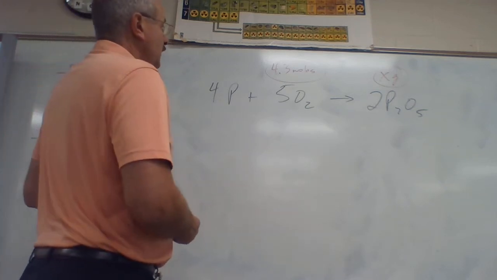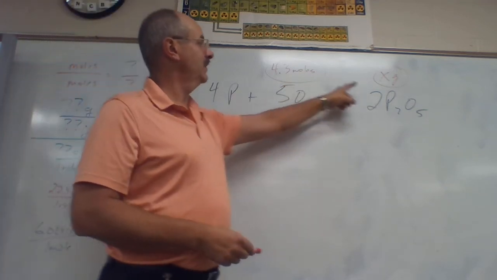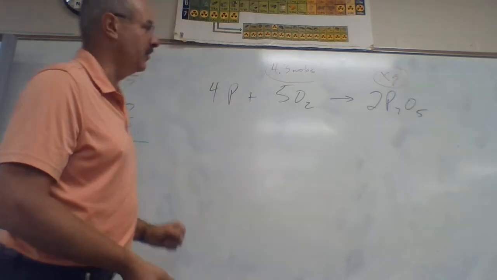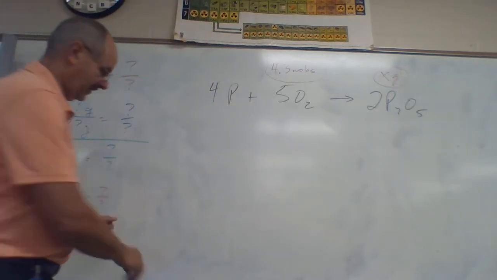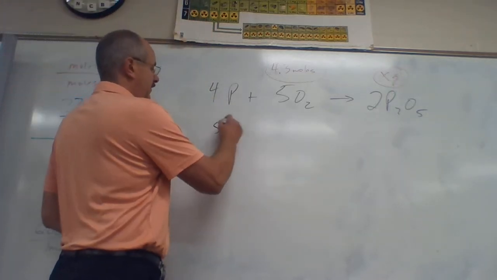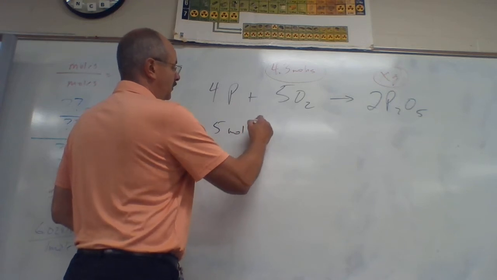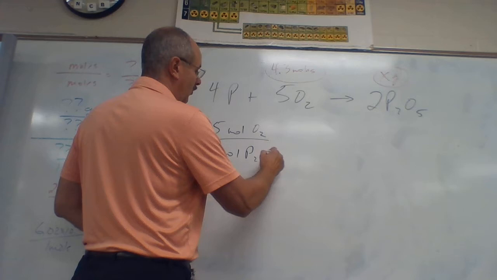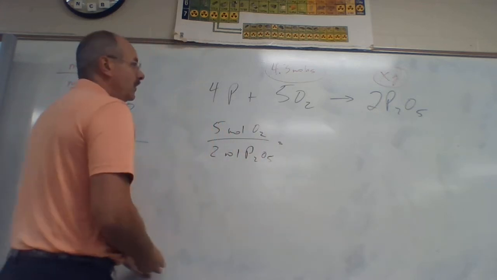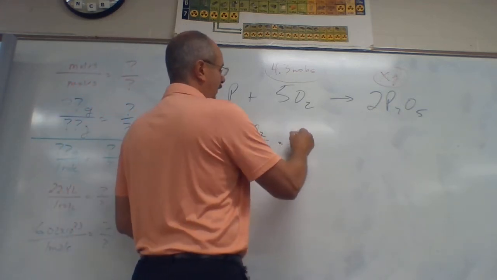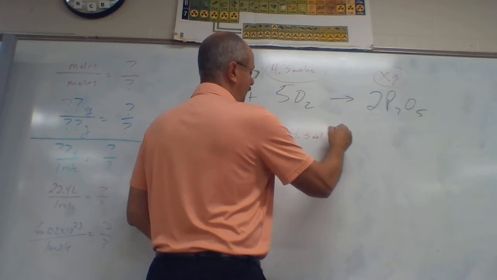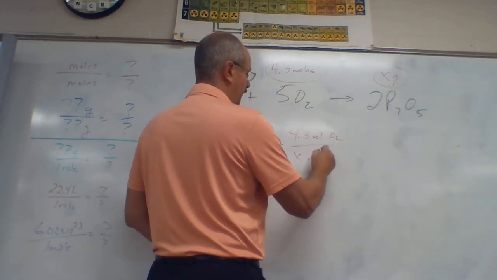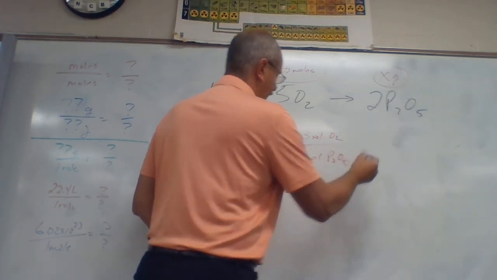Alright. So let's go moles of this to moles of that. That'll get me over to there. So that means we're going to do the red one right here. So we're going to go 5 moles of O2 will make 2 moles of P2O5. Then we go, well, I don't have 5 moles of O2, I got 4.3 moles of O2. We're going to find X moles of P2O5.